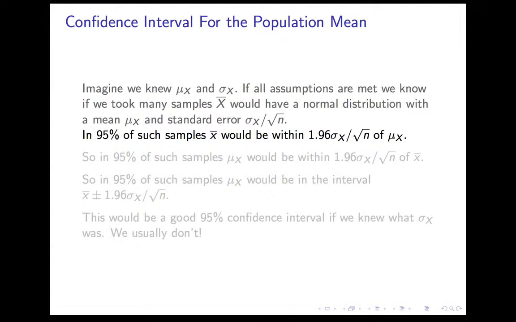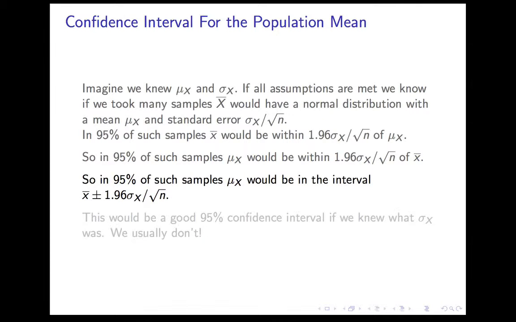I'm using little x bar because now I'm talking about individual samples rather than the random variable. Don't worry about that if it confuses you. So we use that trick. If I'm within 10 feet of you, you're within 10 feet of me. So in 95% of such samples, mu sub x, the population mean, is within that distance of x bar, the sample mean. In other words, mu sub x is contained in the interval x bar plus or minus 1.96 sigma x over the square root of n. That is a confidence interval for mu sub x.